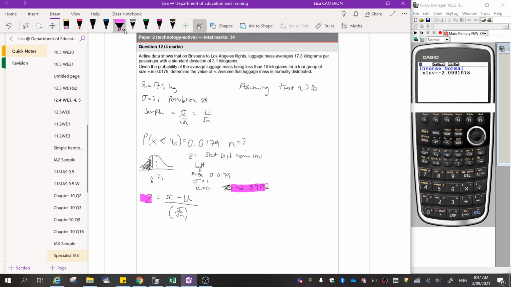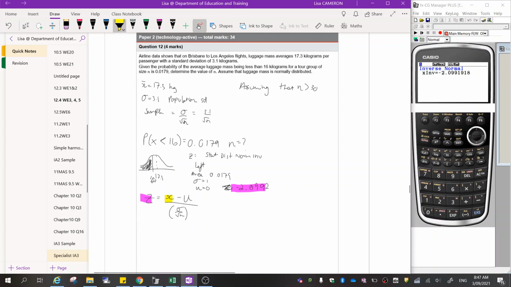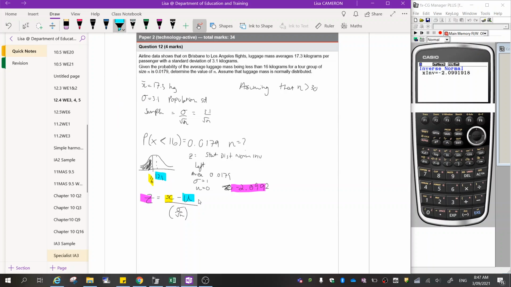This will go here. I've got an actual score, which is this. Then I've got a mean, which is that. And then I've got this part here. I can substitute that in because we're looking for the number in the sample. Okay, so let's start chugging and plugging. Negative 2.0992 is equal to 16 minus 17.3 over 3.1 over square root n.